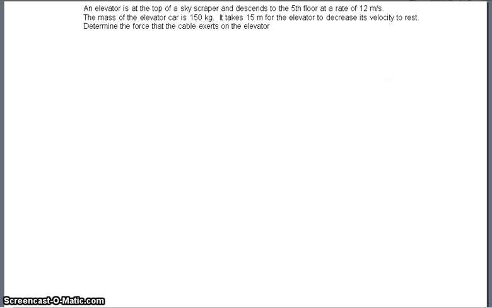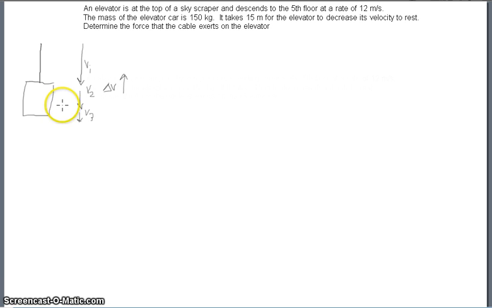So to begin with, we're going to look at the elevator itself. So on here somewhere, I will draw an elevator. And yes, that works quite well. I'm going to draw the motion of this, so we know the initial velocity is 12. Okay, there's my initial velocity arrow. And it's slowing to rest. So if I have V1, V2, and V3, okay, my change in velocity is going to be directed upwards.